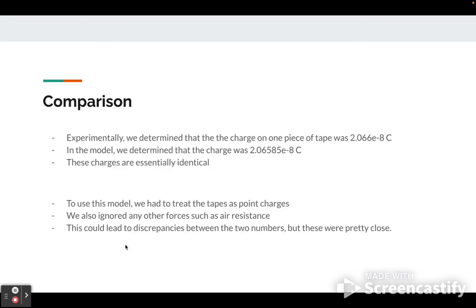So our comparison, experimentally, we determined that the charge on one piece of tape was 2.066 times 10 to the negative 8 coulombs, and in the model we determined that the charge was 2.0658 times 10 to the negative 8 coulombs, which are essentially identical. But to use this model, we had to treat the tapes as point charges and ignore air resistance, so this could lead to discrepancies between the two numbers, but mine turned out very close.